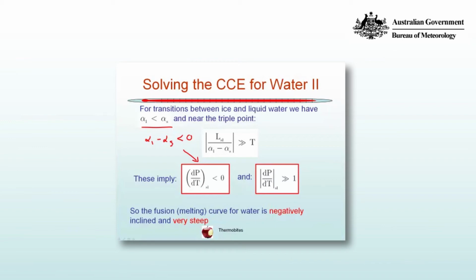also that the latent heat, its magnitude, divided through by the differences in the specific volumes is very much greater than the temperature. And what does this mean? It means that dP/dT, its magnitude is very much greater than 1, so the line is very steep. And because the specific volume of the solid is greater than that of the liquid, the denominator is negative, and so dP/dT is less than 0. So the fusion, that is the melting curve for water, is negatively inclined, and it's very steep. And we'll see that in another video.